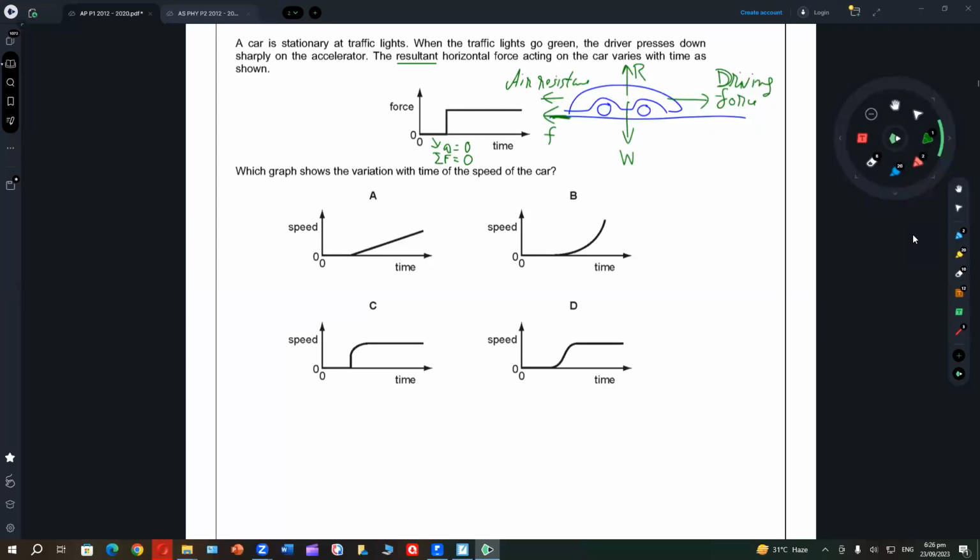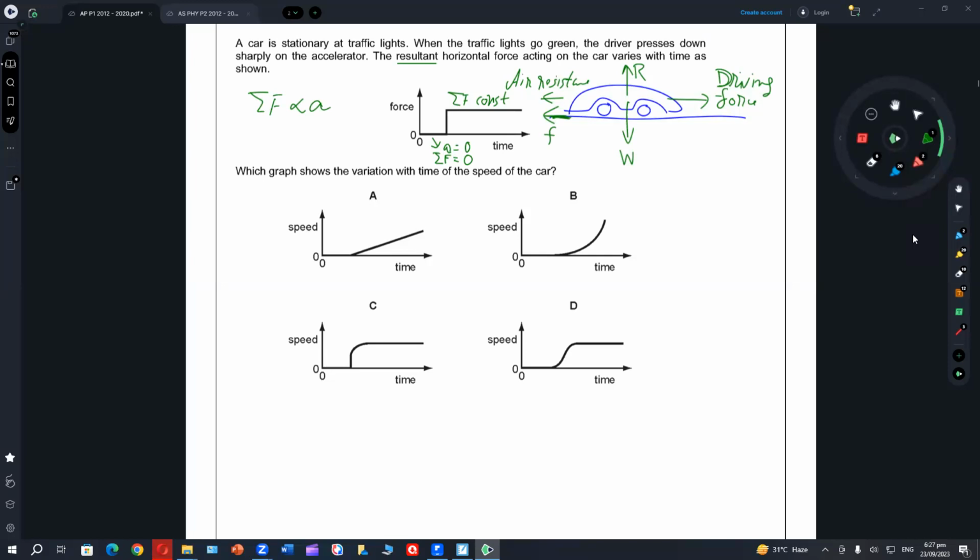Resultant force suddenly increases and then becomes constant. Remember that the trend of resultant force is the trend of acceleration. Resultant force is directly proportional to acceleration, so the behavior of resultant force is the behavior of acceleration.